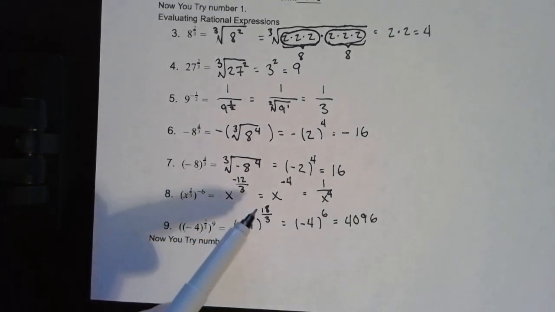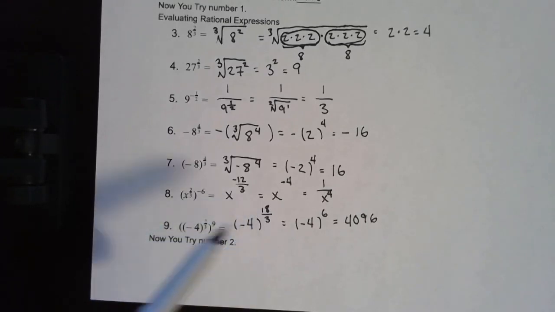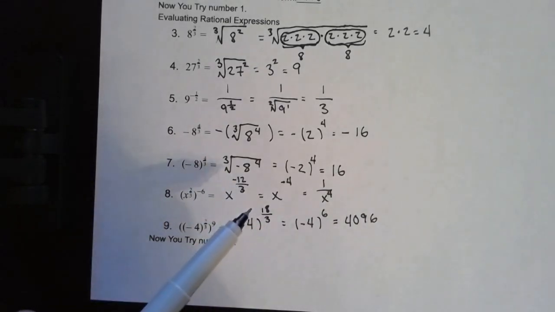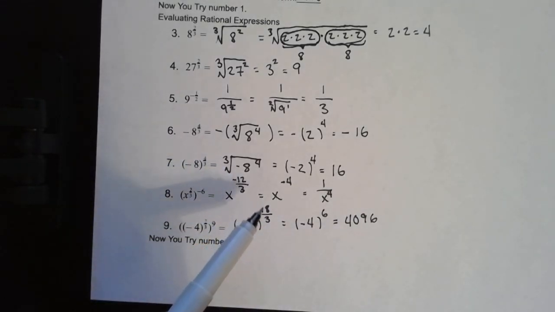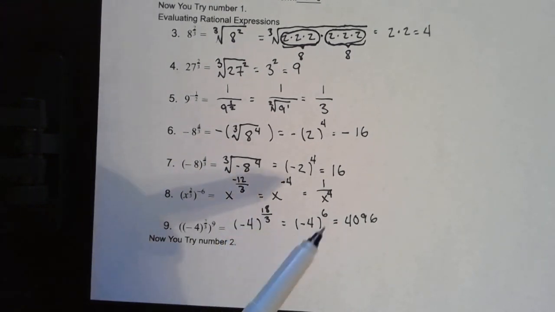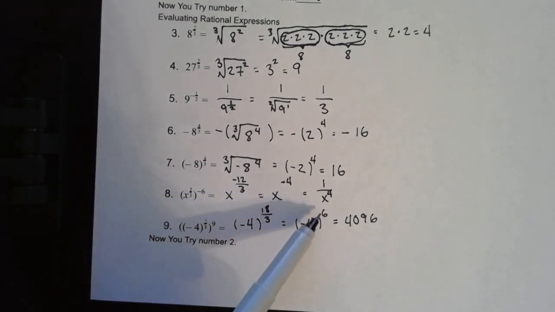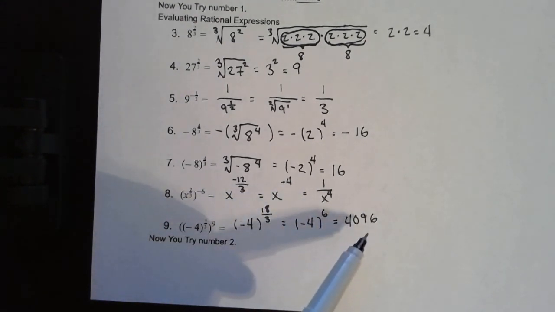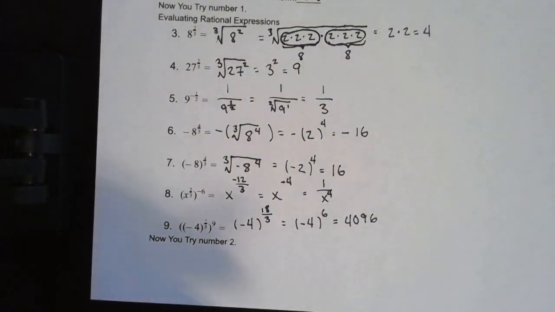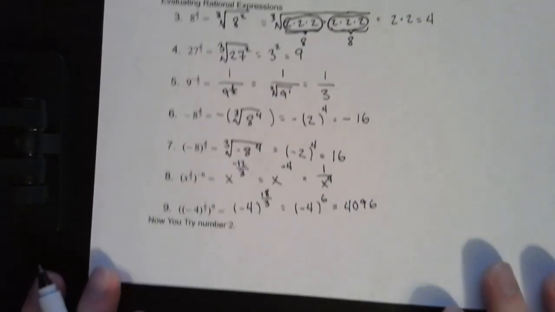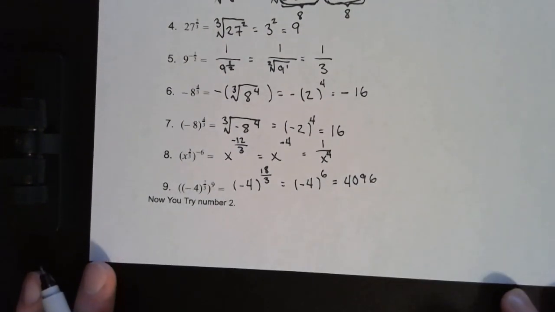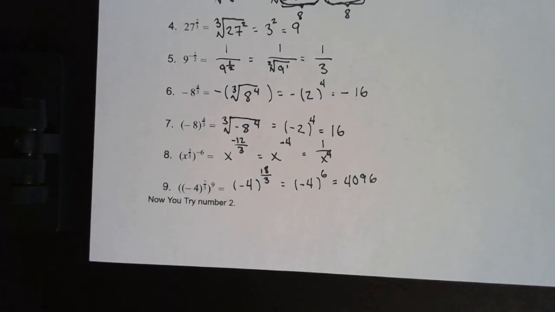So 2 times 9 is 18, 3 times 1 is 3. Once again, we don't need to write this in radical form because this does simplify. 18 over 3 simplifies to 6. And then we have negative 4 raised to the 6th power, which you can put in your calculator, is 4,096. So last thing we need to do here is go ahead and try number 2.